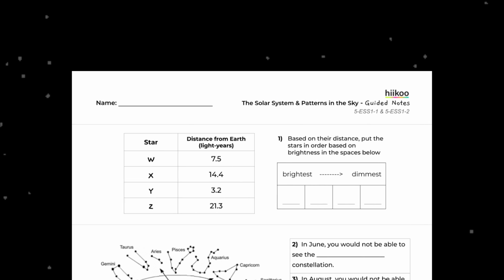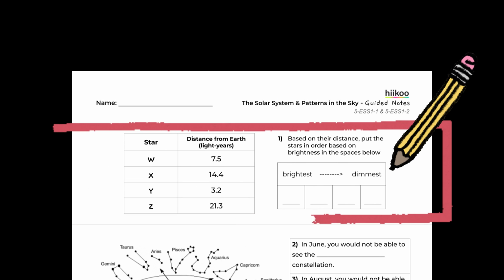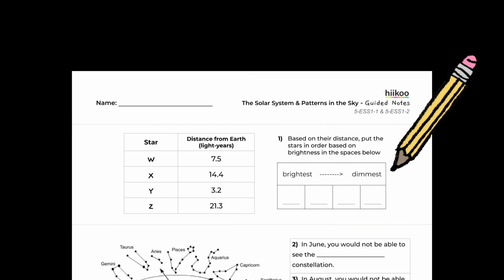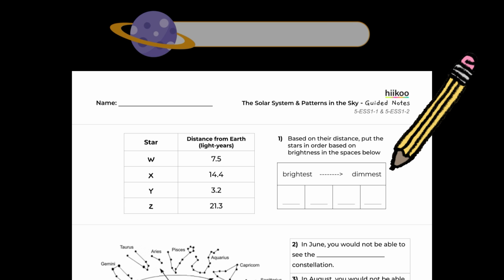On your guided notes, put the stars in order from the brightest to the dimmest, based on how far away from the Earth they are. Good luck!